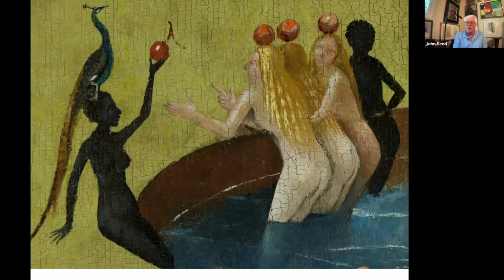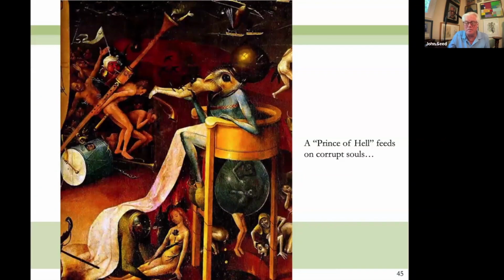It's interesting to see Bosch close up to realize that although we think of him as a very, very detailed painter, seen close up, he was a painter whose brushstrokes were visible. They do have a sketchy quality.